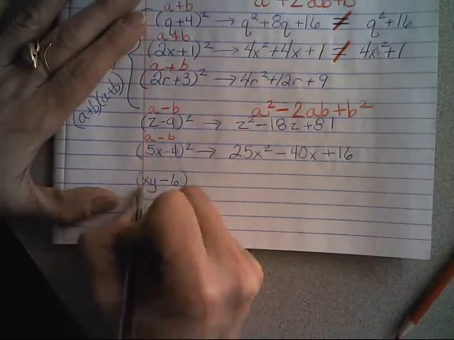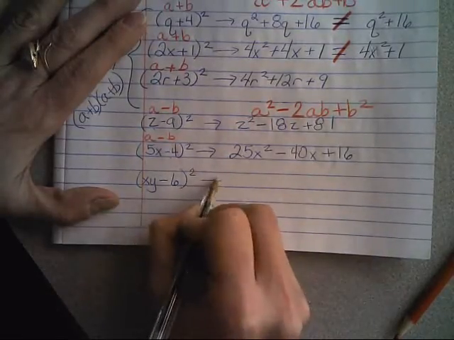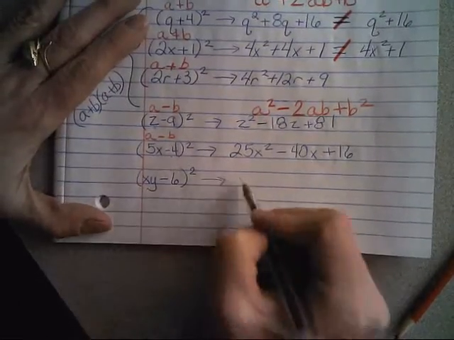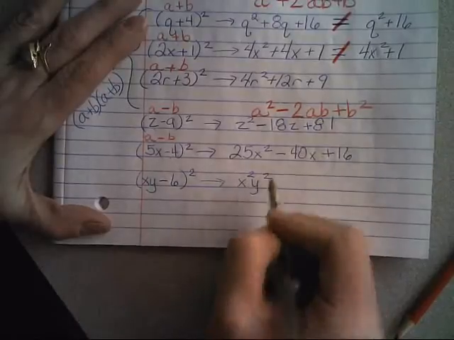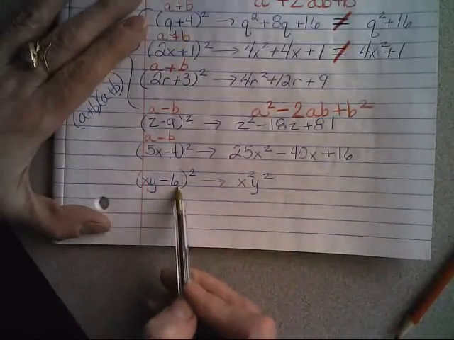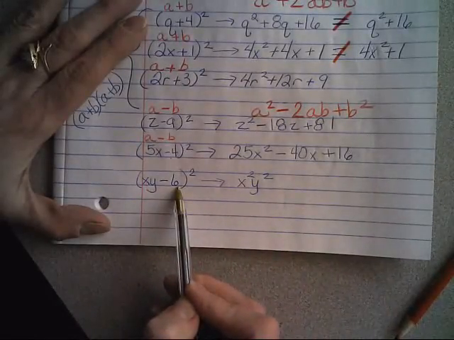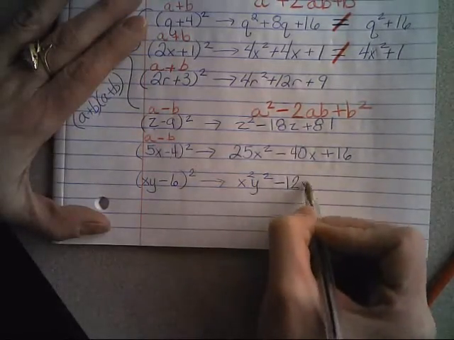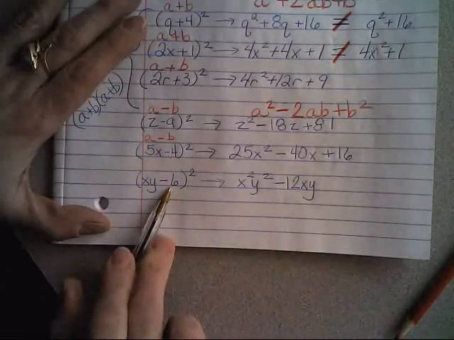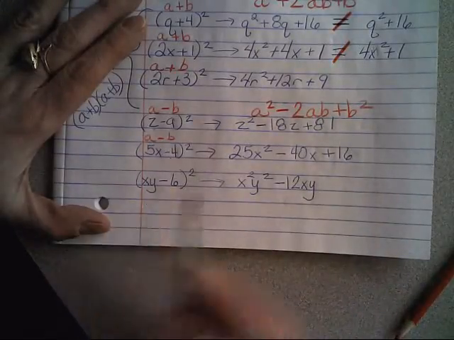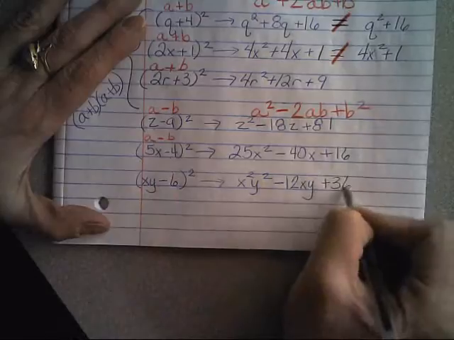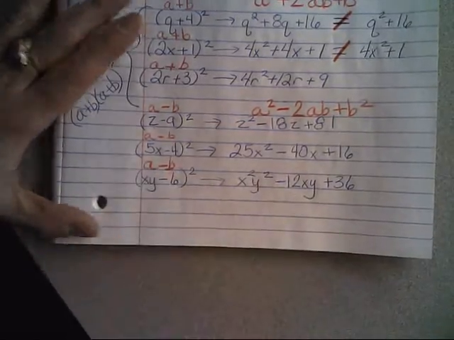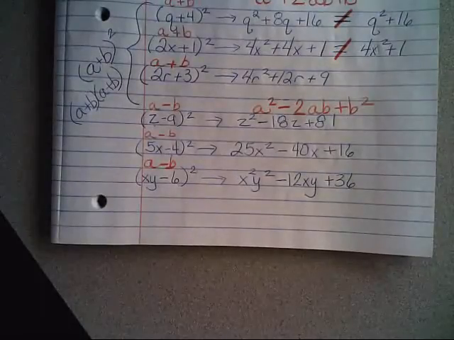How about xy minus 6 squared? First piece, square it. x squared and y squared. The product of A and B, double it. Negative 12xy, good. The last piece squared. 36. Yep. Practice, practice, practice is the only way this is going to feel good to you guys.